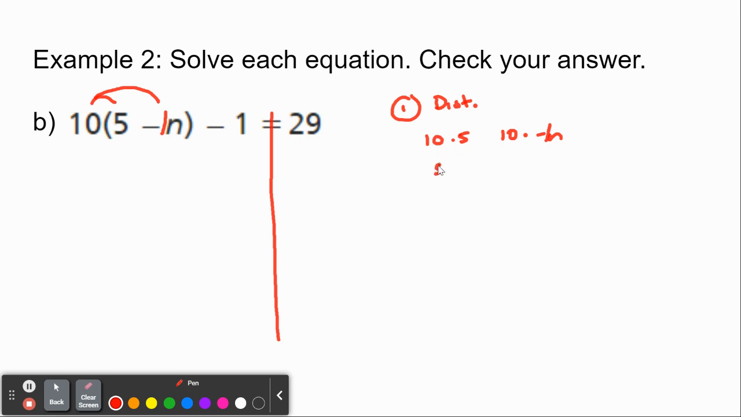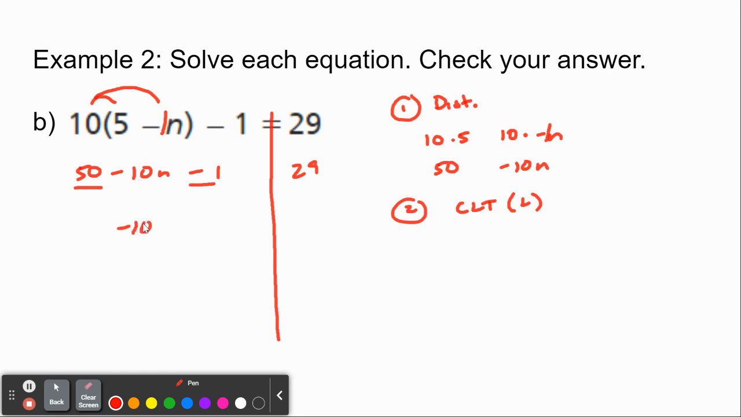So 10 times 5 is 50. 10 times -1 is -10, and the variable n just comes along. So this left-hand side becomes 50 minus 10n, and then just rewrite the -1 and the 29. So now on this left-hand side, we do have like terms. So now we're going to combine our like terms on the left-hand side. It's going to be the 50 and the -1. I'm going to bring down the -10n. And then 50 minus 1 is 49, +49. I like to keep the variable first. It doesn't matter, but I do. And then bring down the 29.